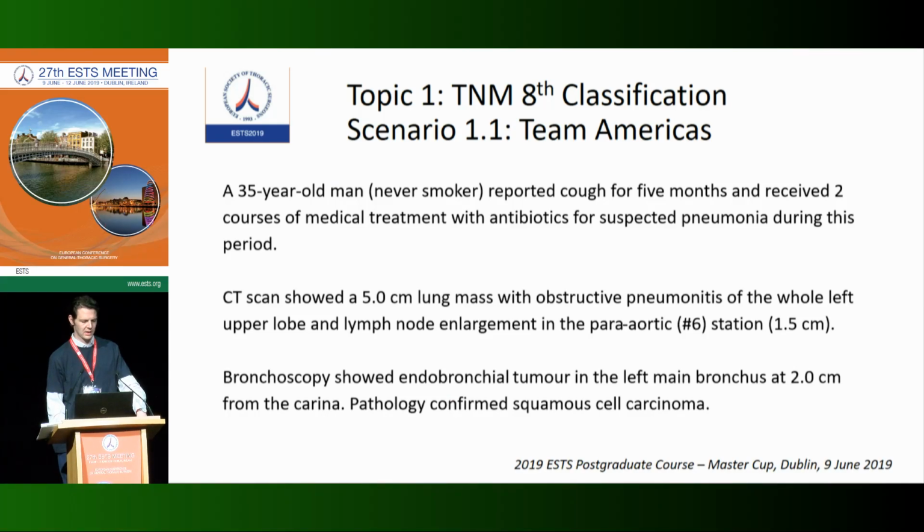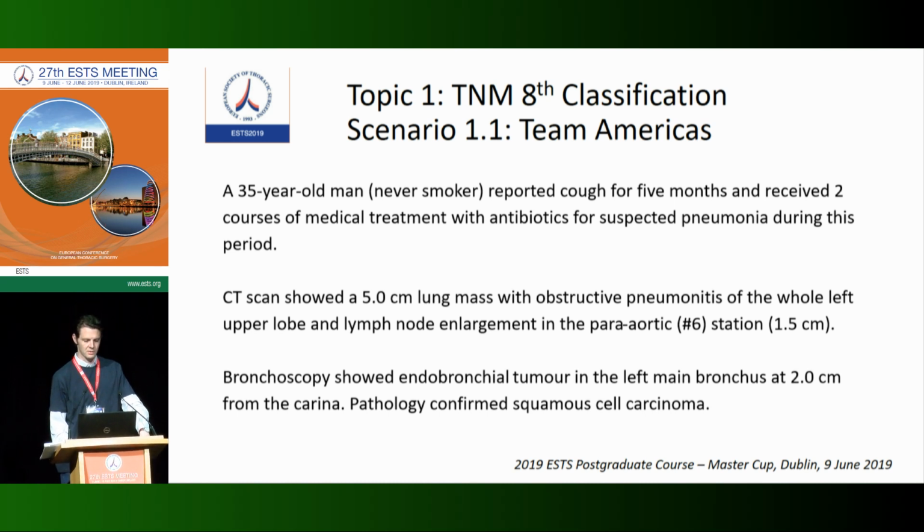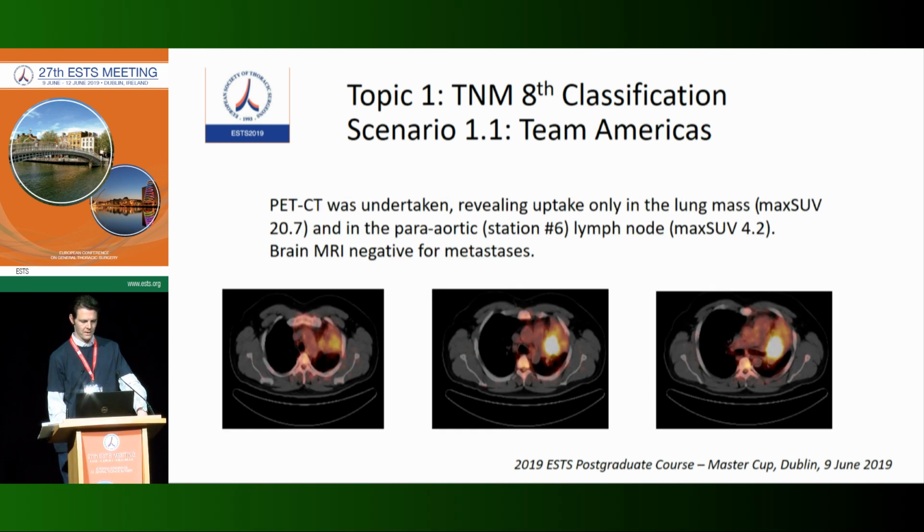A 35-year-old never-smoking man has reported a cough for 5 months and received 2 courses of medical treatment with antibiotics for a suspected pneumonia during this period. A CT scan showed a 5-centimeter lung mass with obstructive pneumonitis of his entire left upper lobe with enlarged lymph nodes in the para-aortic station 6 station, 1.5 centimeters in size. Bronchoscopy showed an endobronchial tumor in the left main bronchus, 2 centimeters from the carina. Pathology confirmed squamous cell carcinoma. PET CT was undertaken, revealing uptake only in the lung mass itself and in the para-aortic lymph node. Brain MRI was negative for metastases.